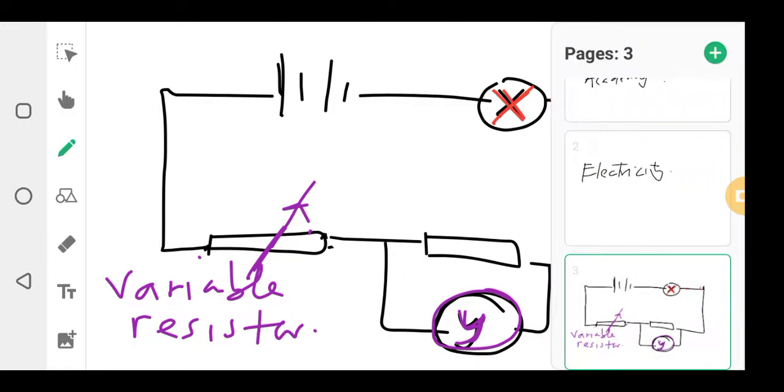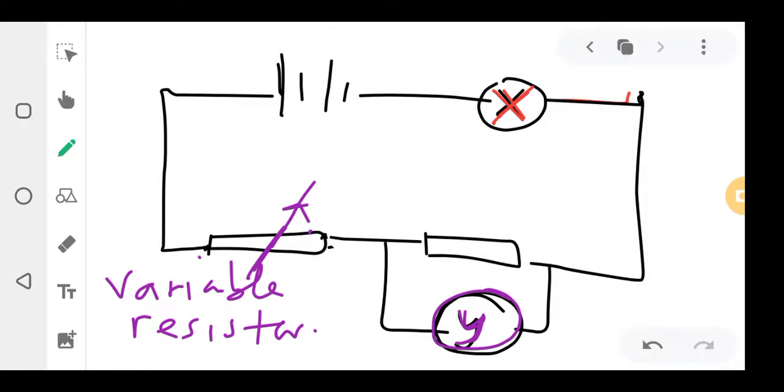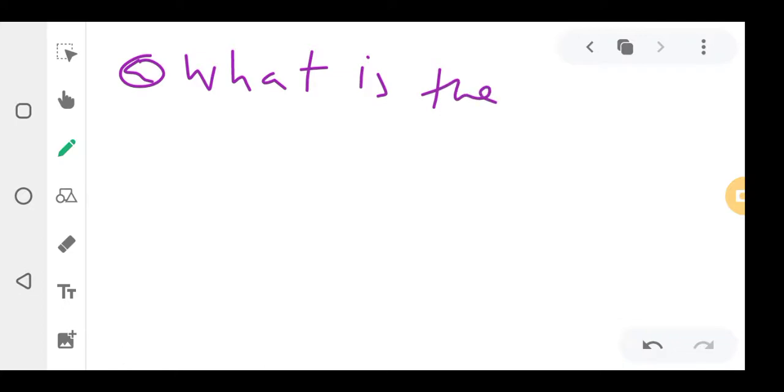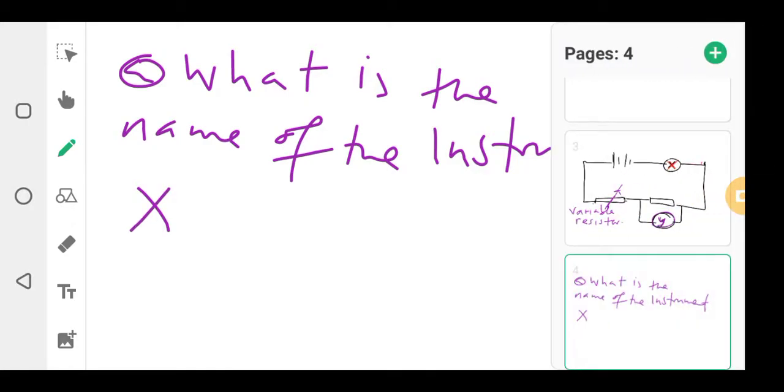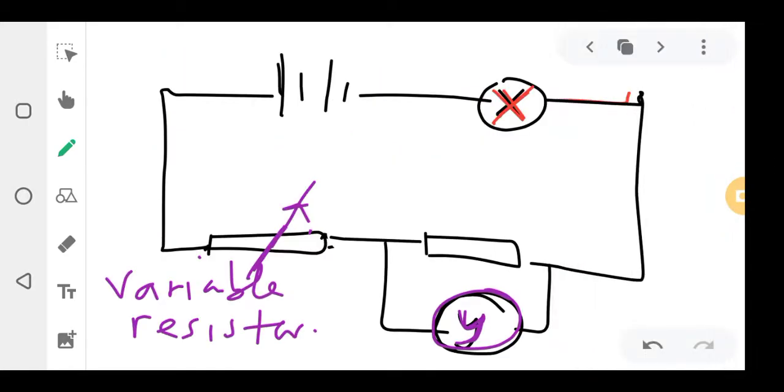Let's go to the actual questions so that I help you to understand this type of question, because they may come in your exam. So, question A. What is the name of the instrument X? I already taught you how you know this.